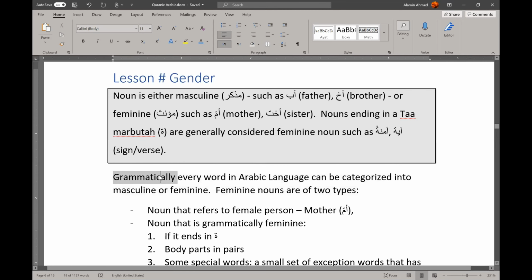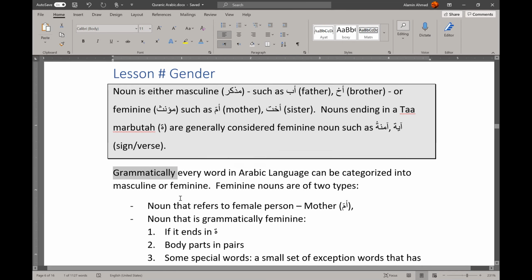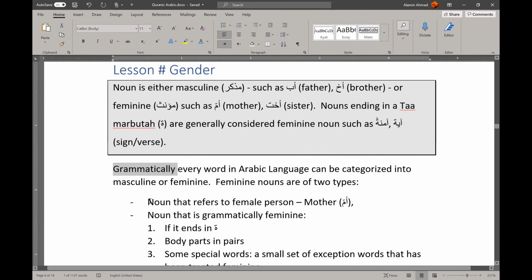So likewise, we don't study what is masculine. We say everything is masculine. So now we have to study, okay, fine, everything is masculine, so what are the feminine? Okay, now we're talking. Now it's going to define what we consider as feminine in Arabic language.